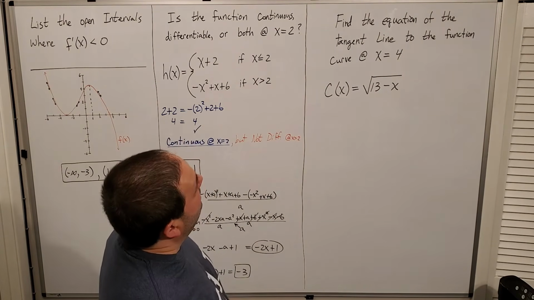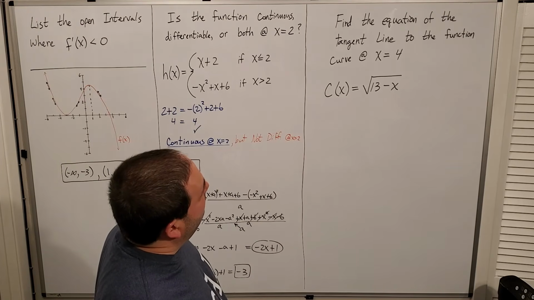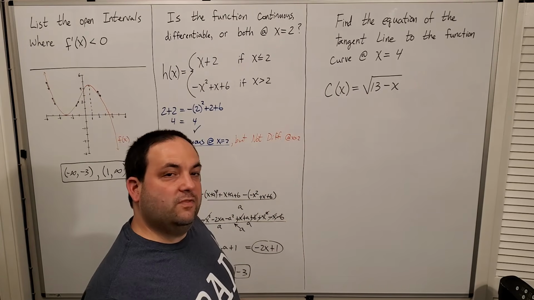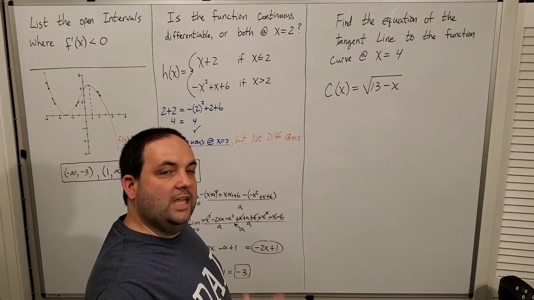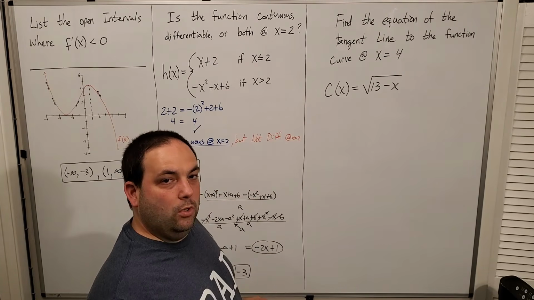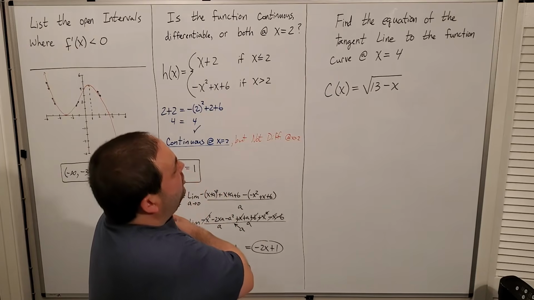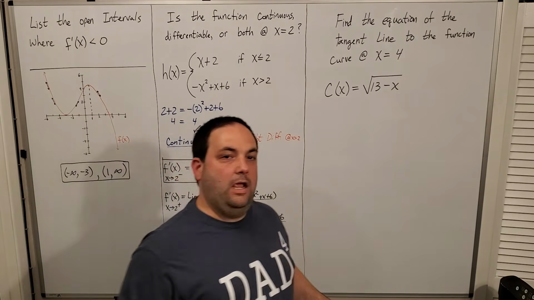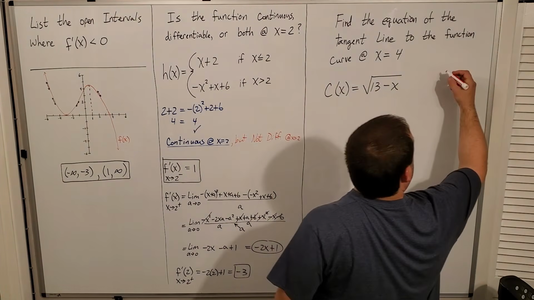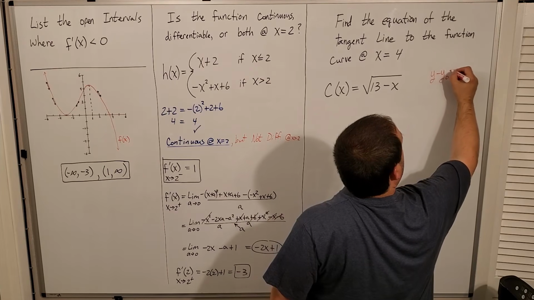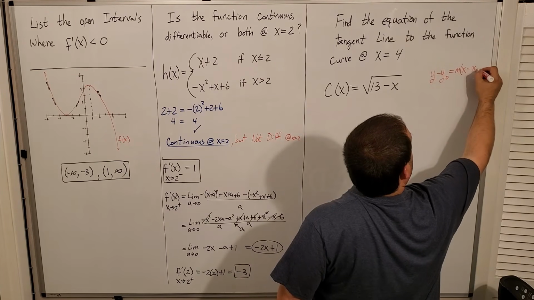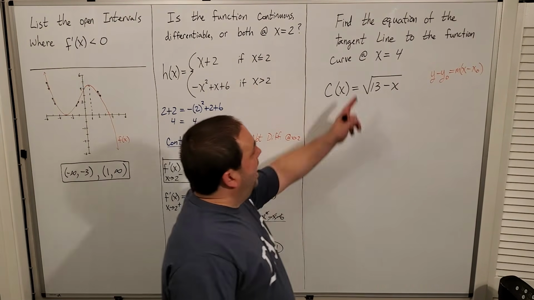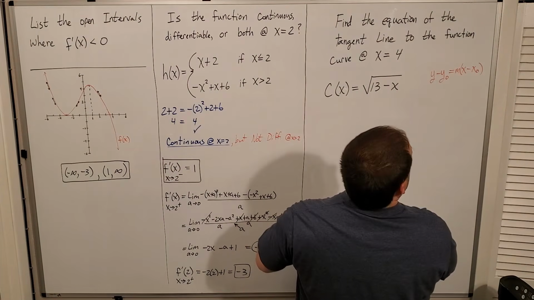Okay, lastly, find the equation of the tangent line to the function curve at x equals 4. So we have a function, we have an x value, and we want to find that tangent line at x equals 4. Okay? So first and foremost, we just got to remember what it takes to create any kind of line, right? I'm going to use the point slope form, y minus y naught equals m times x minus x naught, right? I've already got the x naught, which is going to be 4.